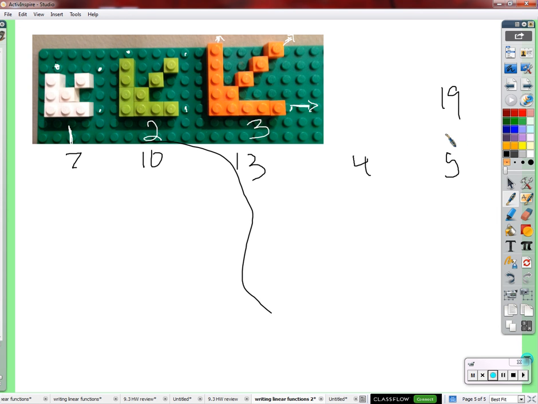Okay, now let's see if we can apply what we've learned and find how many are in figure... no, let's go way out there. 25? 112. Ooh, whoa. 112. Calculator? Yeah, absolutely, calculator. Okay, I'm going to anticipate maybe two different answers here. So what do you guys have?